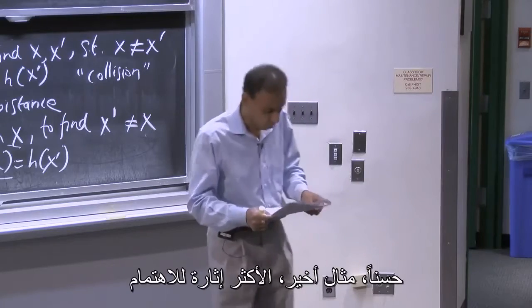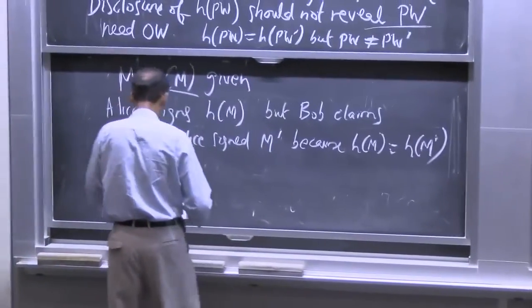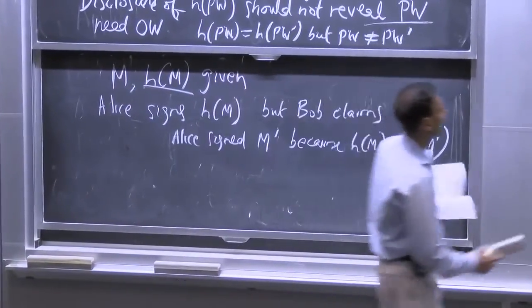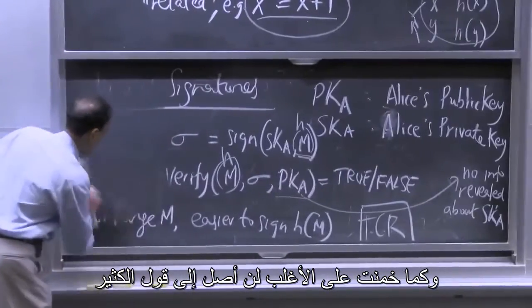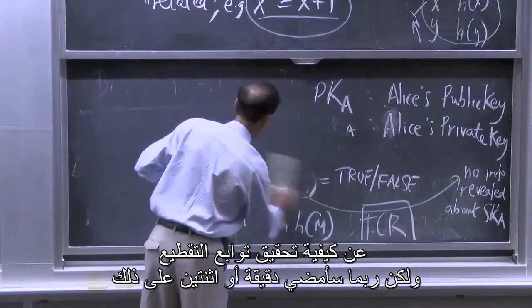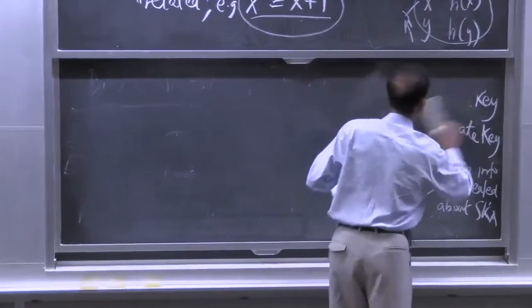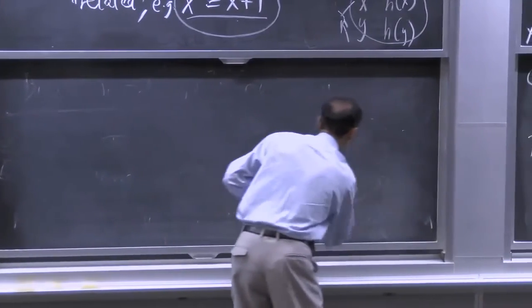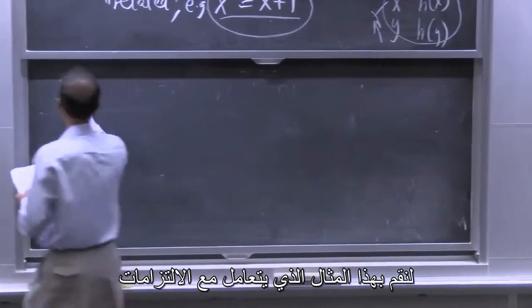All right, one last example, the most interesting one. As I guessed, I'm probably not going to get to saying very much about how hash functions are implemented, but maybe I'll spend a minute or two on it. So let's do this example that has to do with commitments.